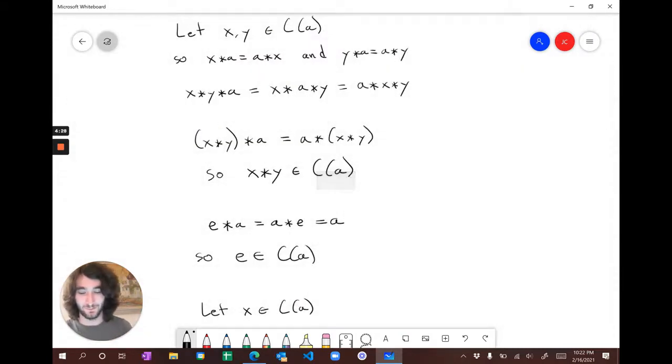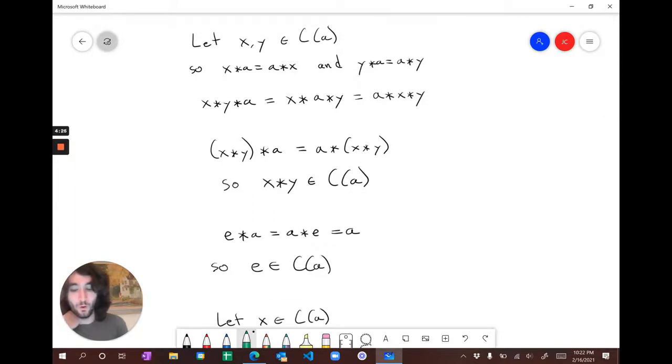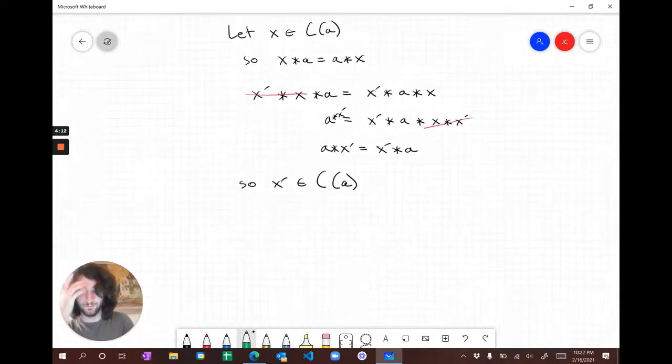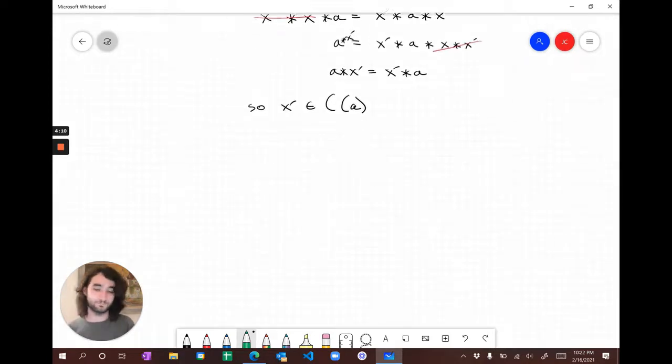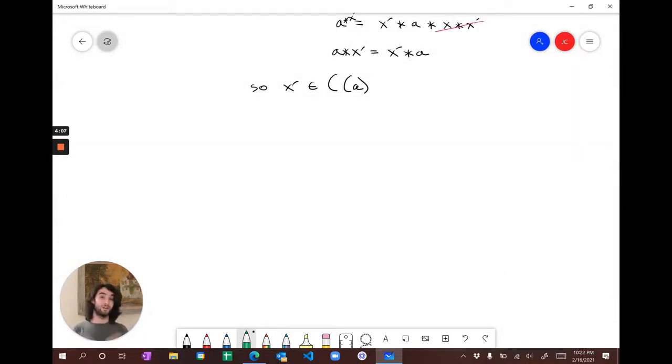If you'll notice, as we were doing this part, nowhere did we swap the order of X and Y, because X and Y might not commute with each other. The only thing we know is that they both commute with A. So to see an example of when this would not be abelian, consider your favorite non-abelian group. I really like the dihedral groups, like I said. Or if you want something bigger, you could talk about matrices.